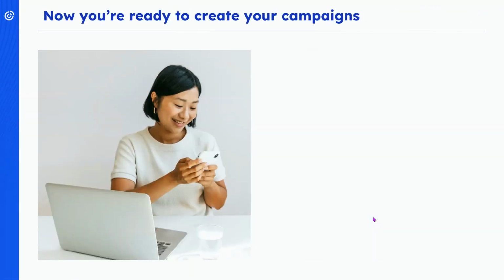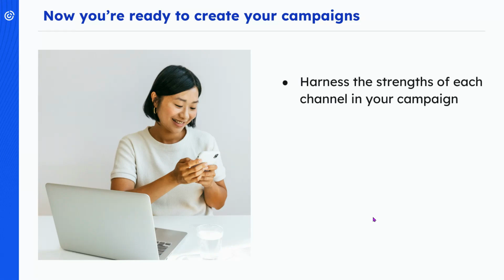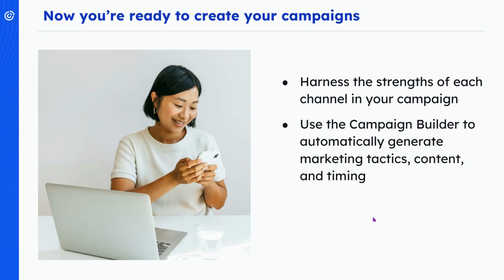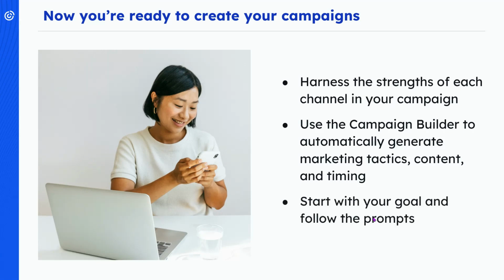So just to fully wrap things up here, let's recap and talk about a few things to remember. First, you want to harness the strengths of each channel, move people closer to doing business with you, and use as many channels as you have access to. Use that campaign builder tool to generate the content and get the recommended timing for each communication. So really, start with your goal, follow those prompts, make your tweaks, edit all those drafts, get them scheduled out, and then your marketing is planned out for however many weeks you need it to be.